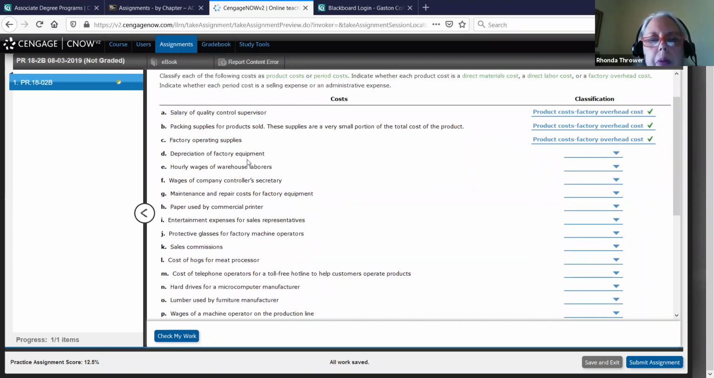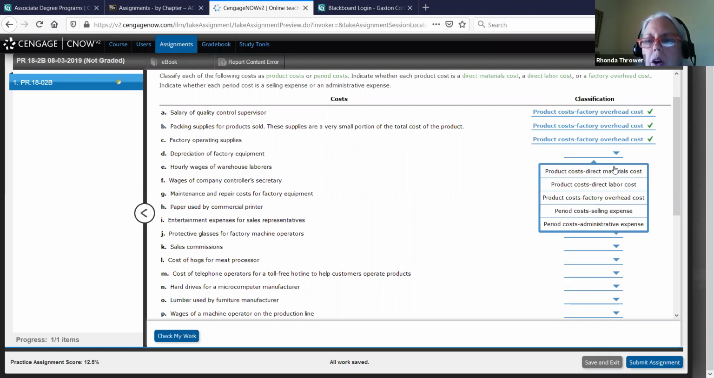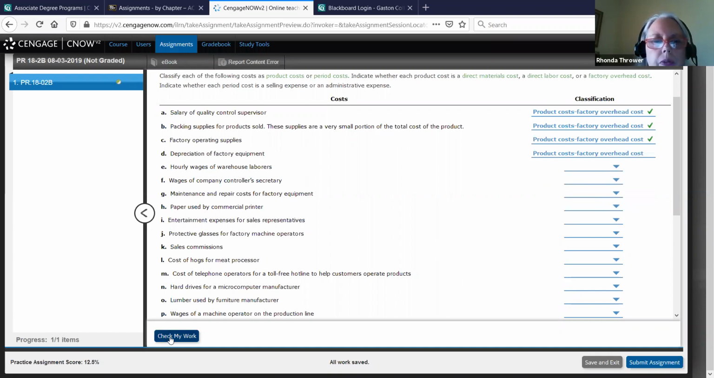Depreciation of factory equipment. Depreciation is an expense of the factory equipment. The factory equipment, of course, belongs to the factory. It's a factory overhead cost, and so it will also be a product cost. Remember, product costs are direct materials, direct labor, and factory overhead. But this depreciation of this factory equipment is best served as a factory overhead cost. So it's a product cost and it's factory overhead cost.